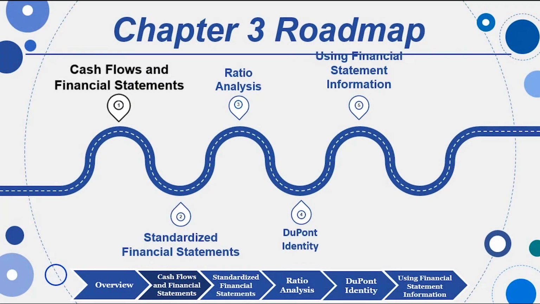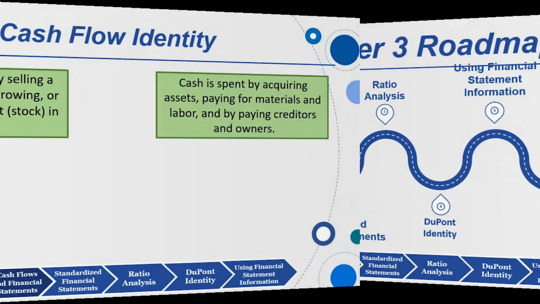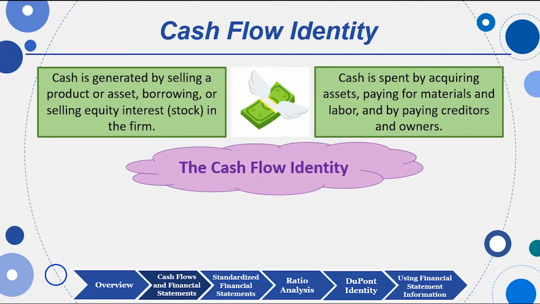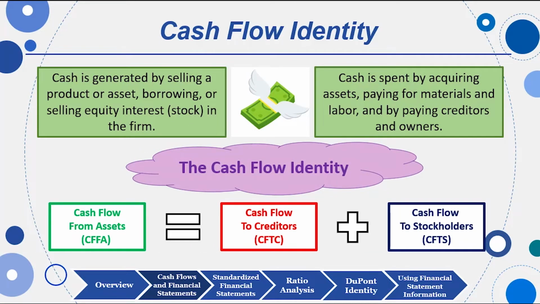Our next topic on the roadmap is to look at cash flows and the important financial statements. We remember from session 2 that the cash flow identity or equation is cash flow from assets equals cash flow to creditors plus cash flow to stockholders. CFFA equals CFTC plus CFTS. Cash flow in equals cash flow out.